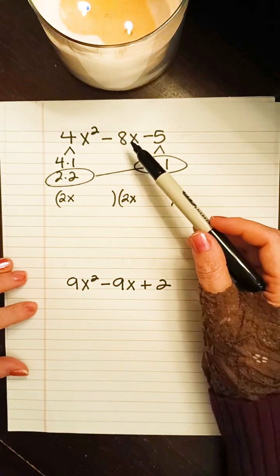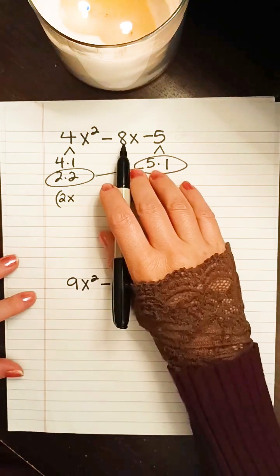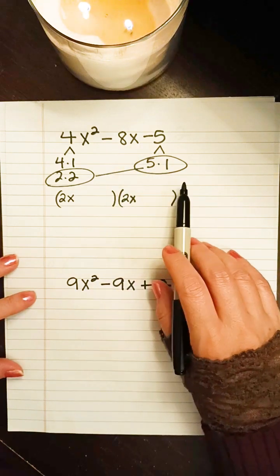We want to get that 8. So remember, the outside terms get multiplied together, and the inside terms get multiplied together when we FOIL. And then they get added or subtracted to get that middle term. So that's what I'm trying to do.